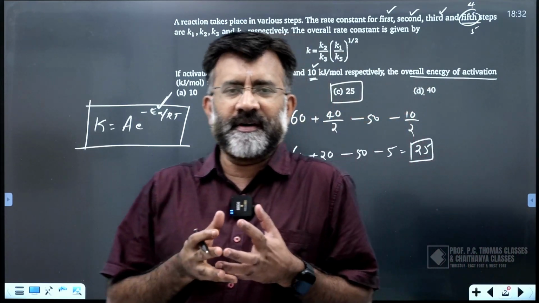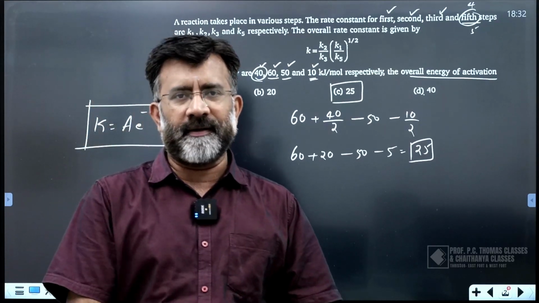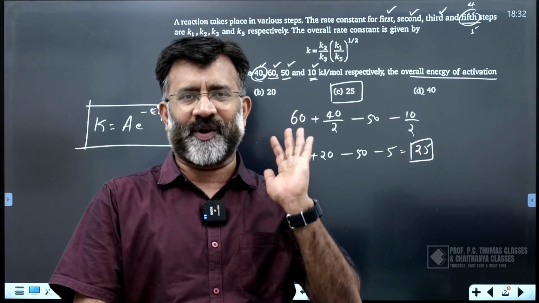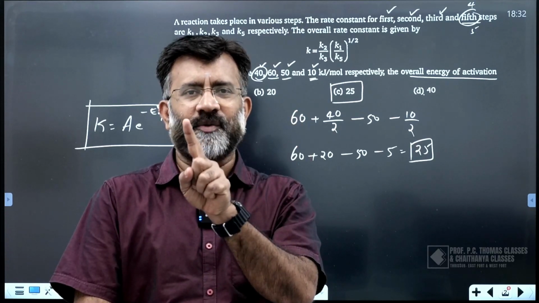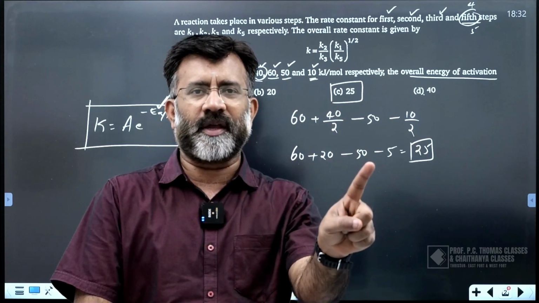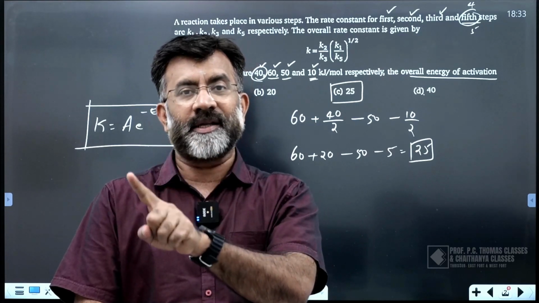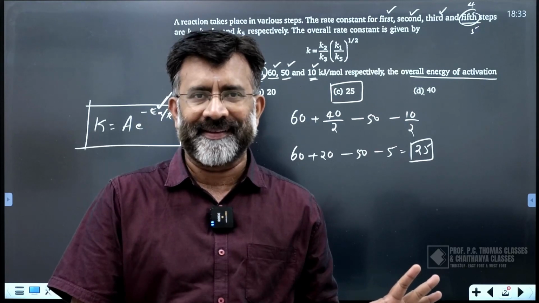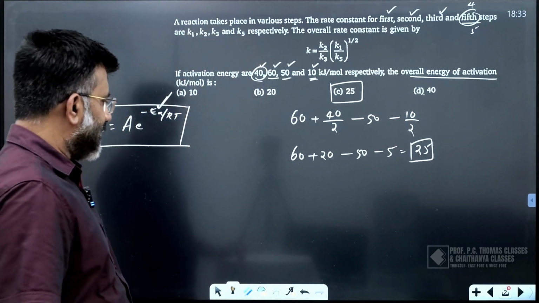So whatever way K is manipulated, EA will come in the corresponding form. When overall K is equal to K1 into K2, the overall activation energy will be EA1 plus EA2, and so on. Right? That's it. Next question.